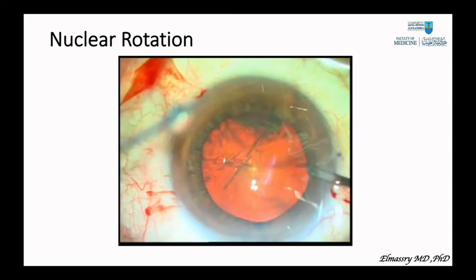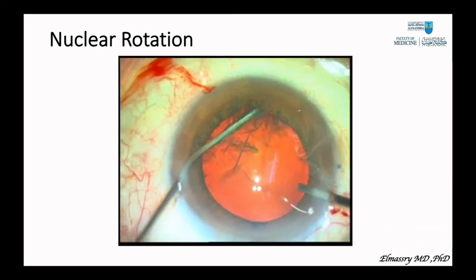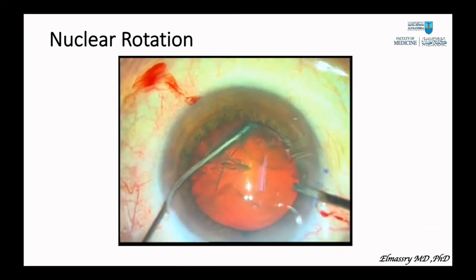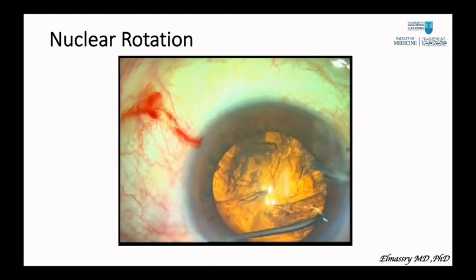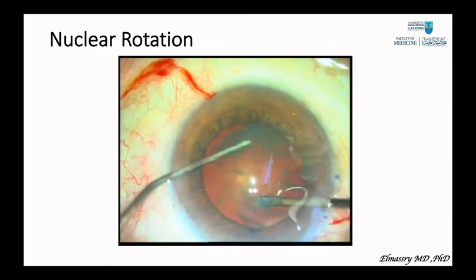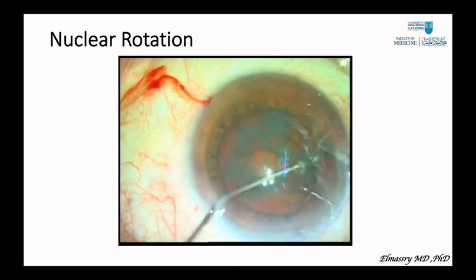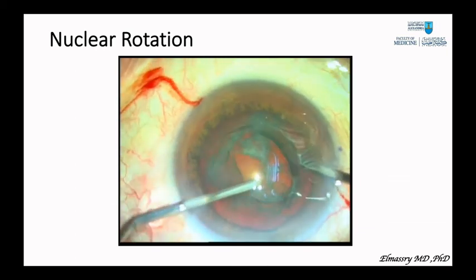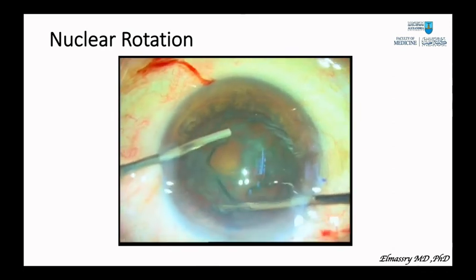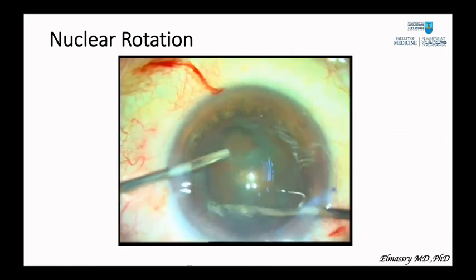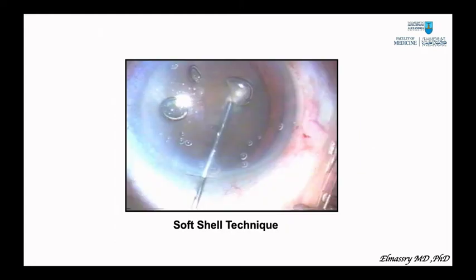Viscoelastics. Before talking about viscoelastics, the point of nuclear rotation is after doing the hydrodissection and then trying to rotate the nucleus. You see here the wave was not complete, now it's a complete wave. Trying to do hydrodelineation, trying to rotate. The rotation is a little bit difficult, but when you go out and inject viscoelastic behind the anterior capsule, now you can rotate the nucleus easily. So viscoelastics, number one, are very helpful in nuclear rotation and with viscodissection.